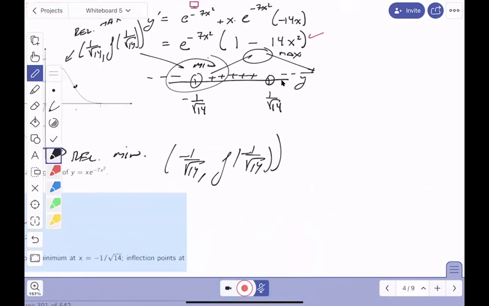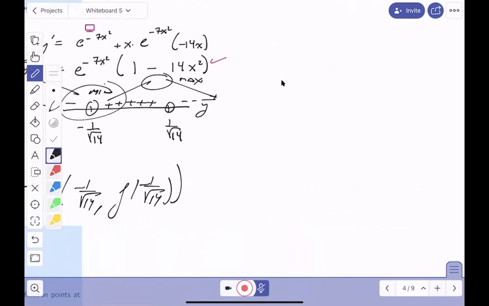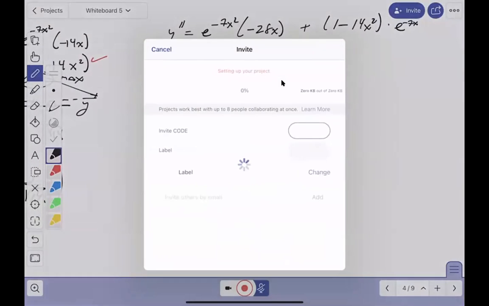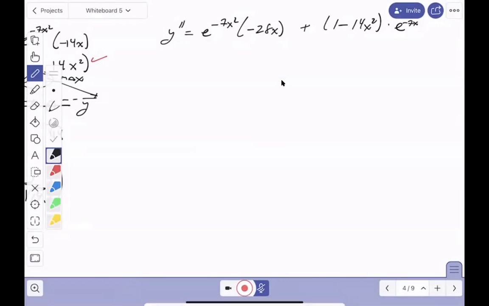Now what do I have to do? I have to do the second derivative. It's really nightmarish, but let's write it down so we can do it. So y double prime. Well, I'm going to do e to the minus 7x squared times the derivative of 1 minus 14x squared, which is going to be minus 28x. Oh boy, it's going to be tough. Plus 1 minus 14x squared times the derivative of e to the minus 7x squared, which is e to the minus 7x squared times minus 14x. I got to clean that up.